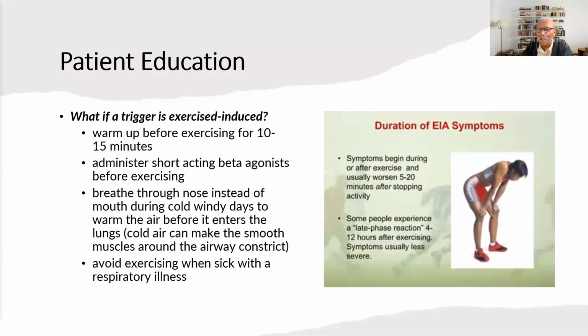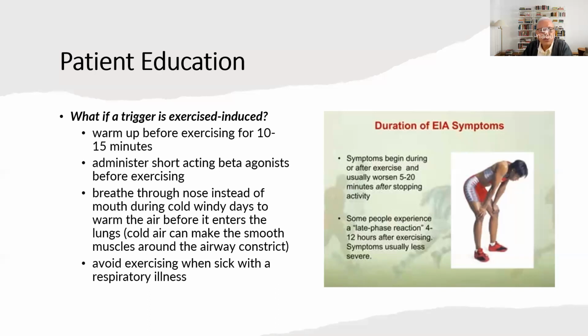So there's a lot of teaching that we have to do. And the other teaching that we need to emphasize is what if a trigger is exercise induced? Well, the patient does not need to quit exercising. To help decrease the chances of an attack, what can they do? Well, they can warm up before exercising for at least 10 to 15 minutes. And they could administer a short-acting beta agonist before exercising in order to prevent the asthmatic attack.